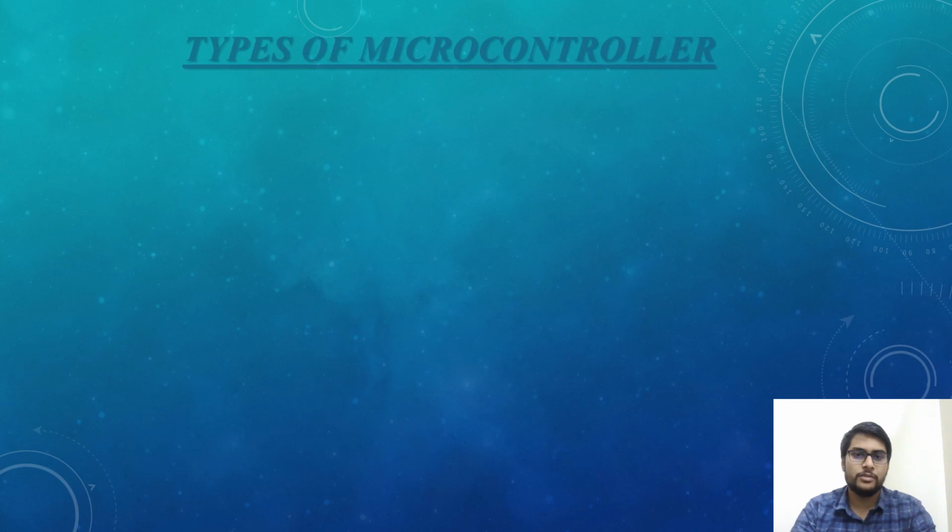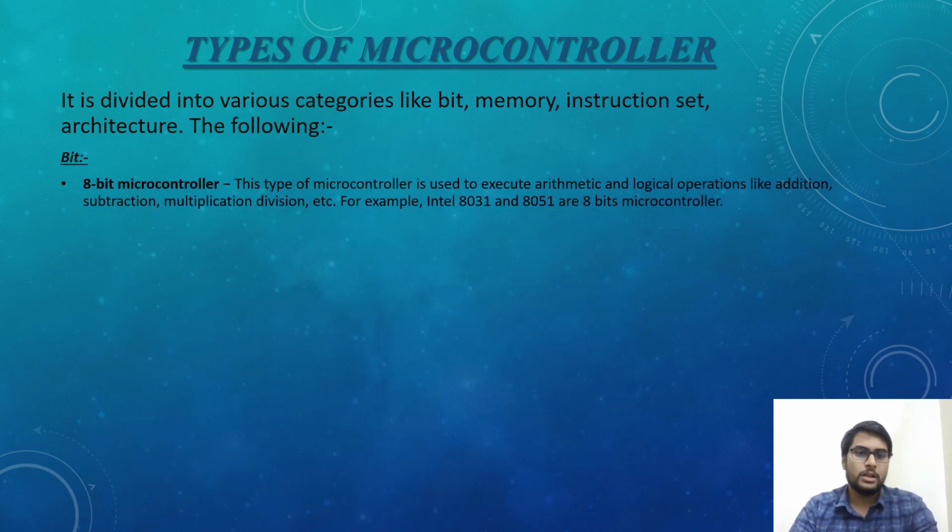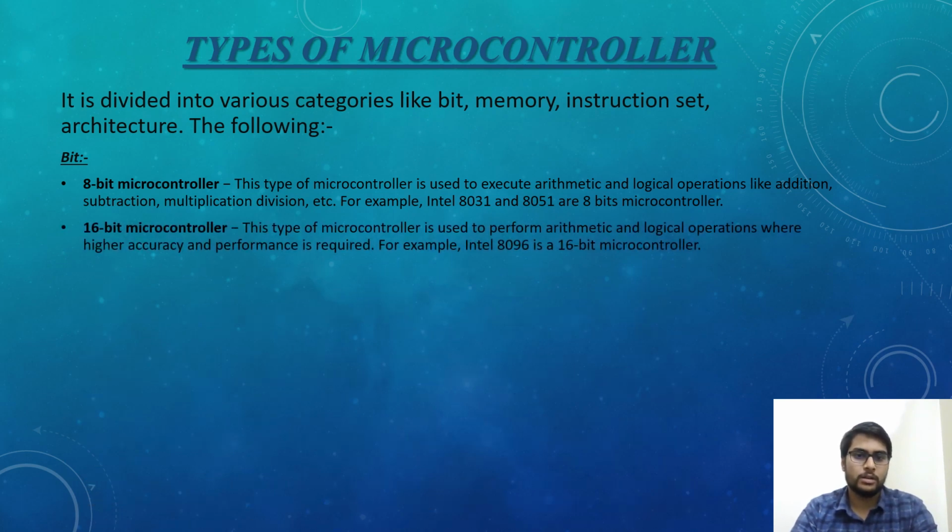Next, types of microcontroller. It is divided into various categories like bit, memory, instruction set, architecture. Bit-based microcontroller: 8-bit microcontroller. This type of microcontroller is used to execute arithmetic and logical operations like addition, subtraction, multiplication, division, etc. Example: Intel 8031 and 8051. 16-bit microcontroller. This type is used to perform arithmetic and logical operations where higher accuracy and performance is required. Example: Intel 8096.